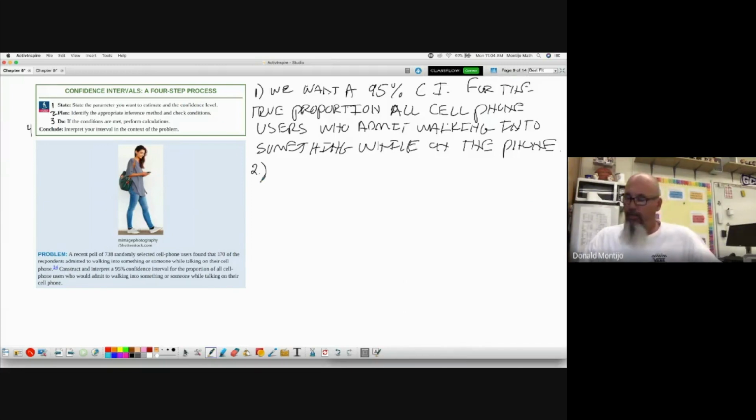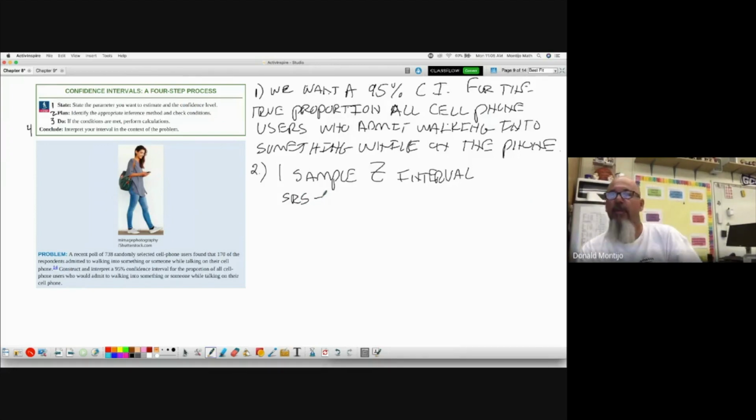We are going to make a one sample Z interval. Let's check conditions. Are we allowed to do this? Where did the data come from? So in order to check conditions, the first condition we need to check is SRS. Did this data come from an SRS?